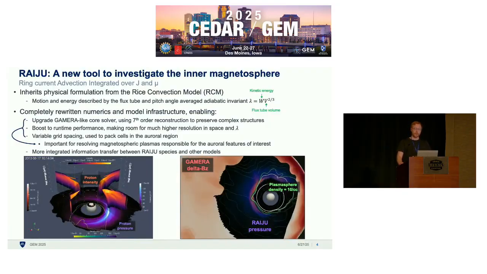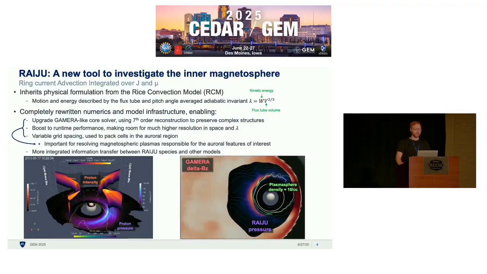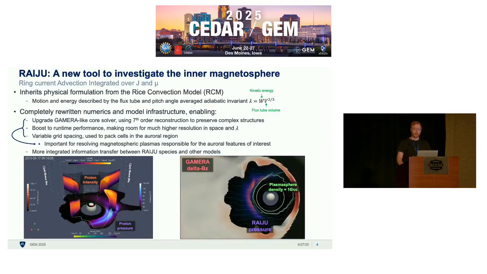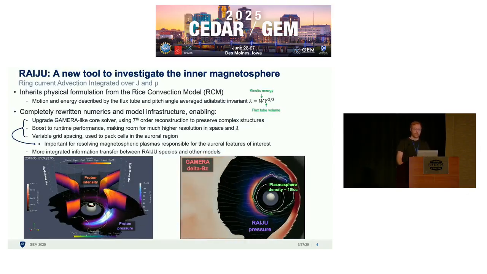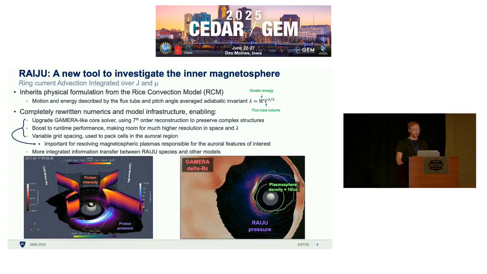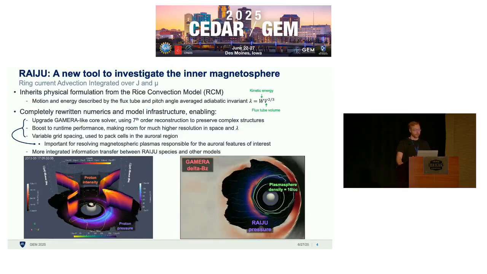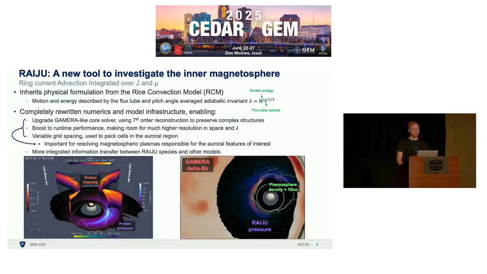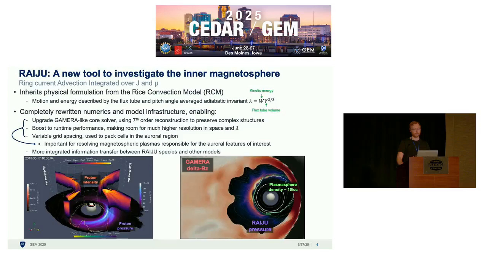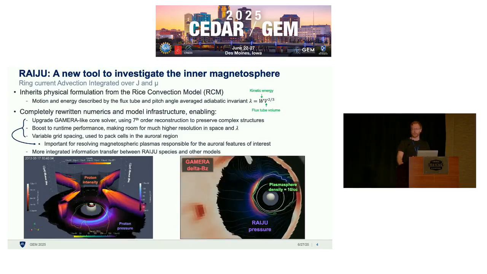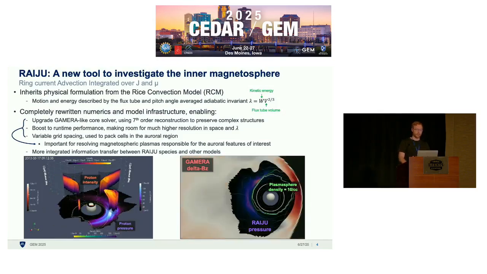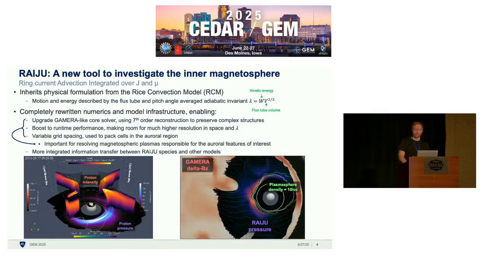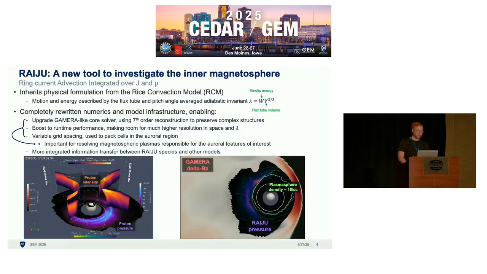And very importantly, that includes the core solvers, where we're using very similar techniques to what are used in Gamera, including higher order reconstruction. That lets us get more structure out of the grid cells that we already have. But then with a bunch of other improvements, we can not only have more grid cells on top of that, but also pack them in the auroral region to really get down to the spatial scales needed to resolve these features. And this is now integrated into the MAGE model that's available on GitHub.